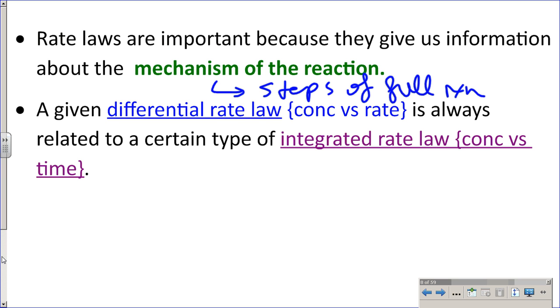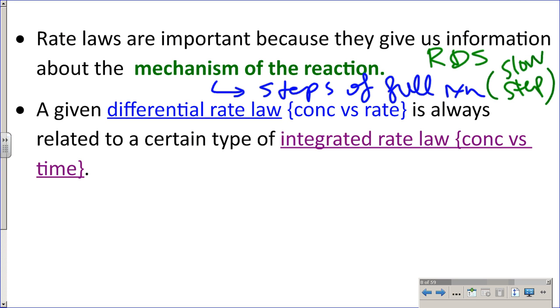And what was the most important step of a reaction? The rate determining step or the slow step, right? So specifically, rate laws tell us a whole lot about the slow step. And the slow step is called the rate determining step, so I'm going to call that RDS, rate determining step. Rate laws specifically tell us about those because they determine the rate.